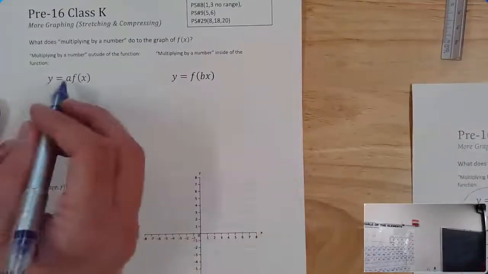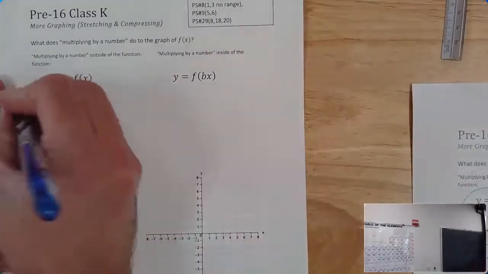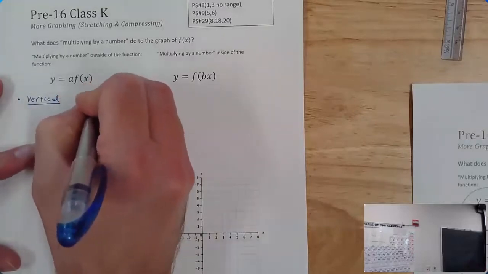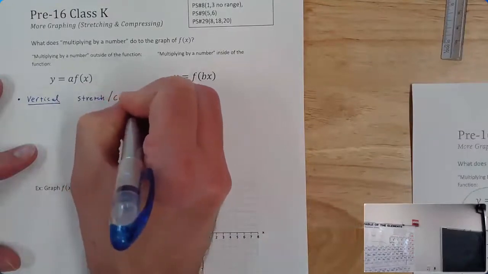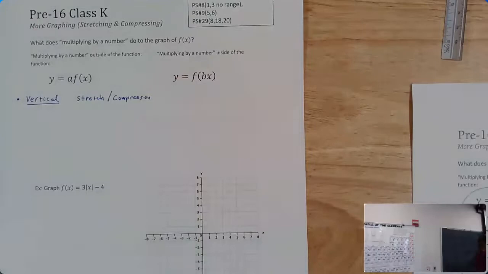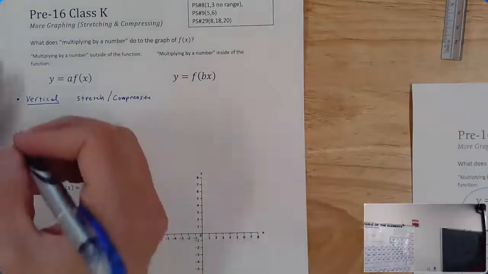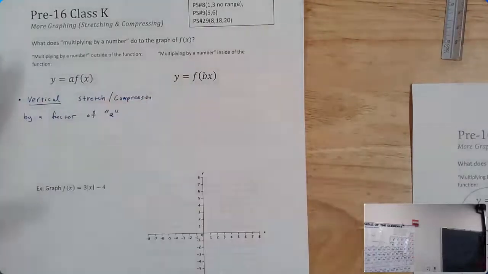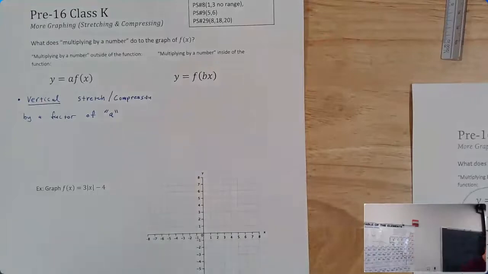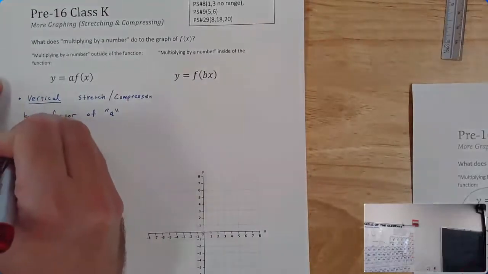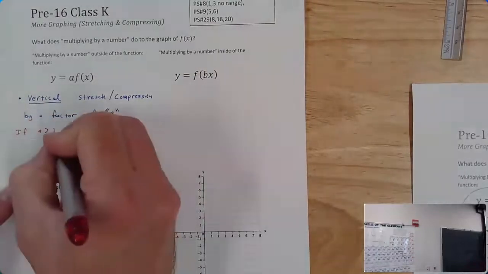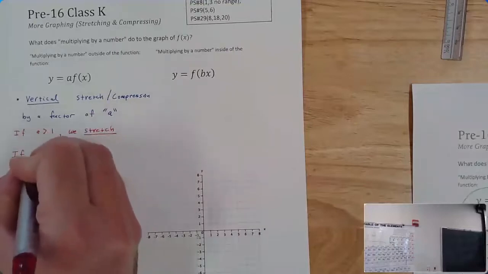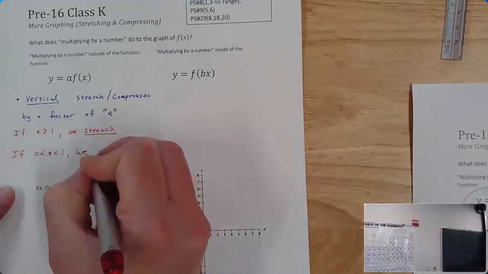When you multiply by a number outside of the function, we're going to get a vertical stretch or compression. A stretch meaning lengthening, a compression meaning a squashing, by a factor of A, where A is what you're multiplying by. And just to be super specific about this, if A is greater than 1, we get a stretch or lengthen. If A is between 0 and 1, we compress or squash.